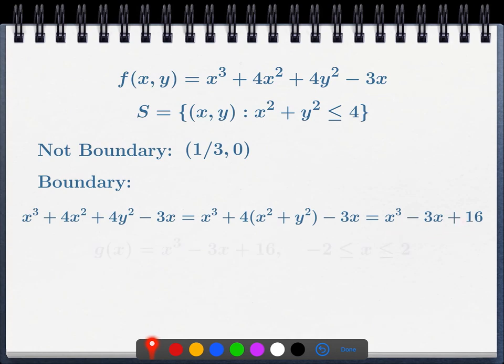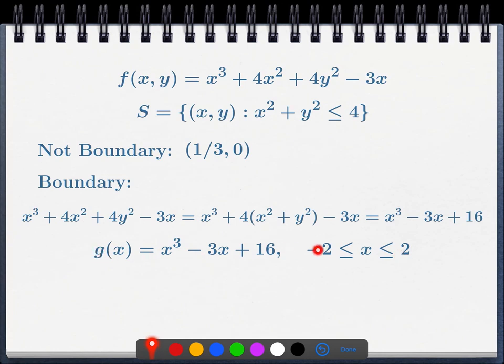So this is what I'm calling g of x. And we want to keep in mind that since we're inside this circle, x is between minus 2 and 2. Again, g of x has the property that if I take any point on the boundary, the value of f of x, y is the same as g of x. So we have a max-min question now in a single variable, just one variable x here, and we're in a closed interval from minus 2 to 2.